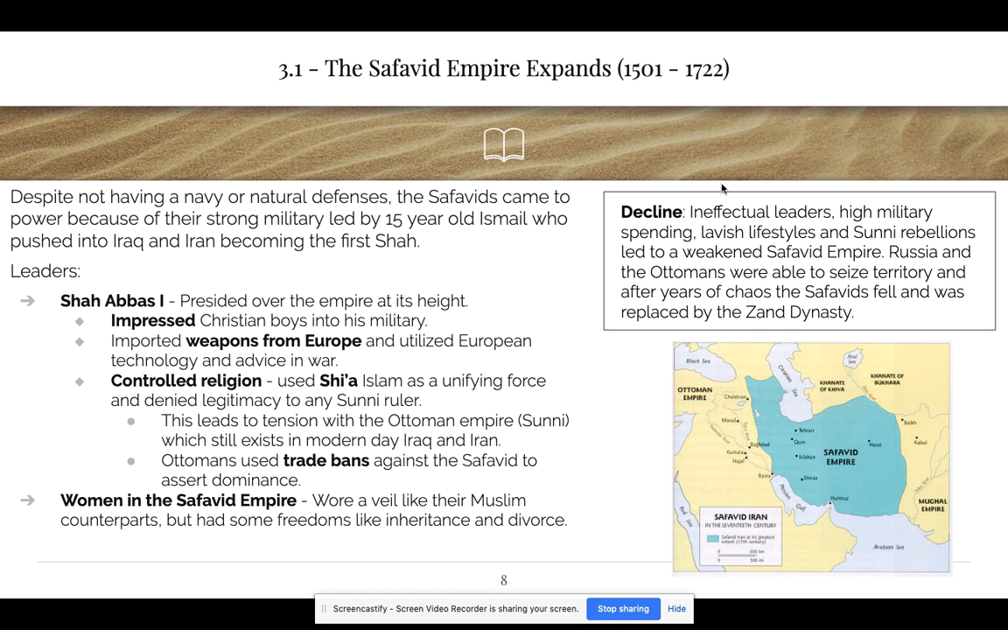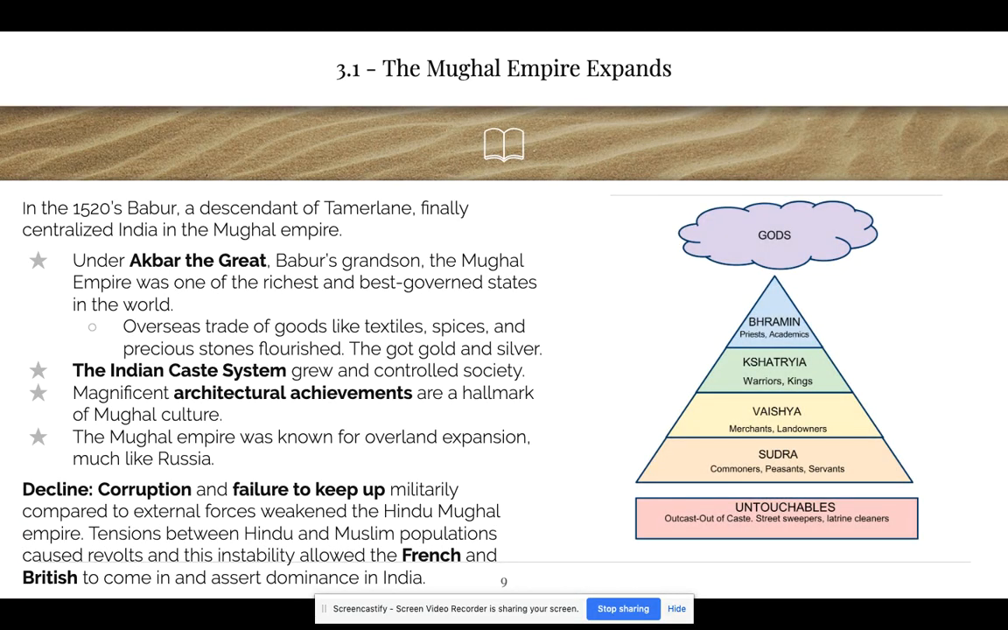So again, jumping ahead a little bit, let's talk decline. They, again, theme, had ineffectual leaders. They spent a lot of money on the military, and they weren't really expanding much at the end of their empire, but the military had very lavish lifestyles. We start to see Sunni rebellions, and all of this comes together to really weaken the Safavid Empire. Eventually, Russia and the Ottomans seize this territory. It is replaced by the Zand dynasty, which is relatively small, and the Safavids lose influence in the region. Now, quickly, we're going to talk about Mughal.